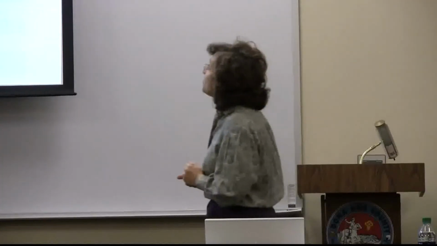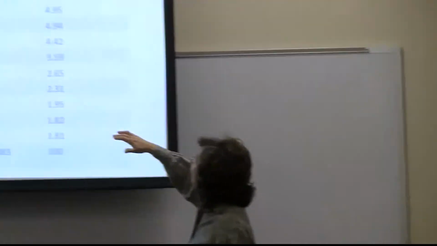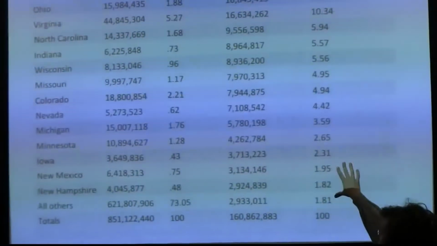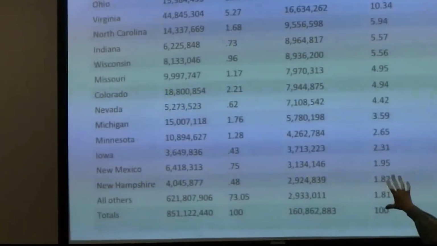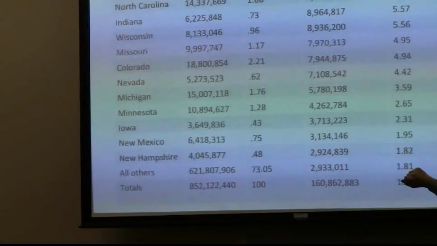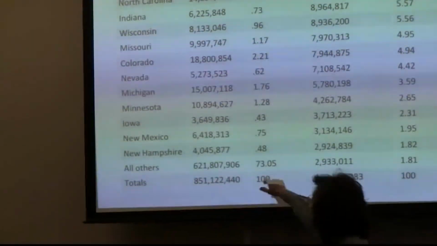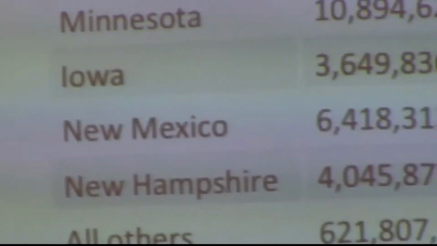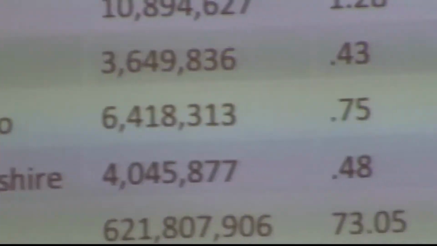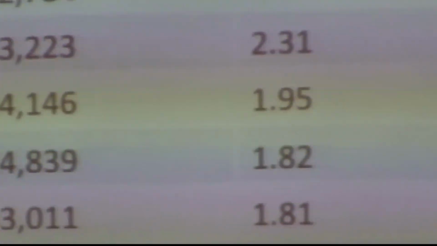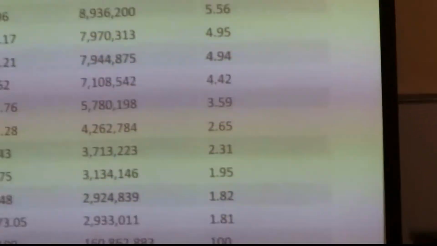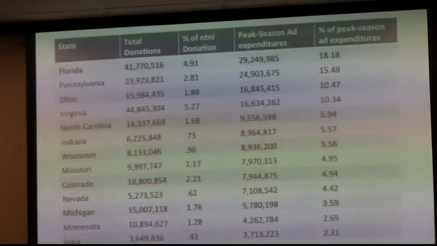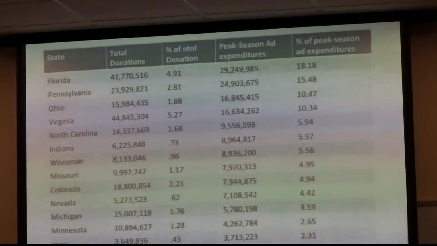So here's the next slide. This is a whole bunch of states that get attention: how much ad expenditures were spent in those states, peak season after Labor Day into the election, and the percent of donations given by those states, and then how much they're getting. And then this is just a ratio, the percent of peak season ad expenditures over the donations. Oh, it's the percent of the total. Okay.